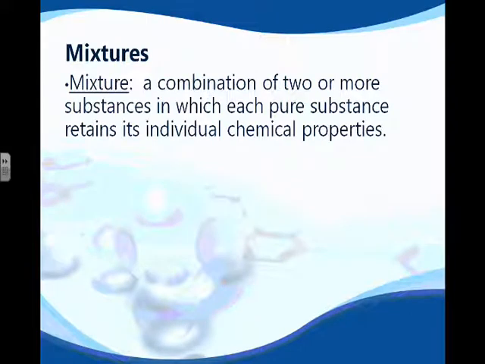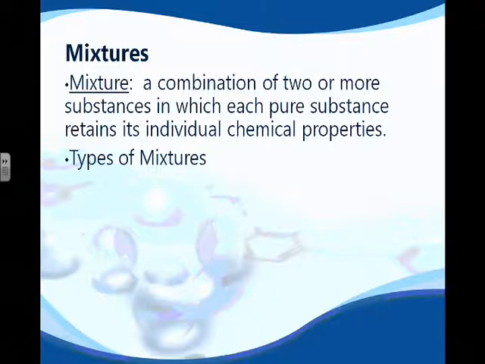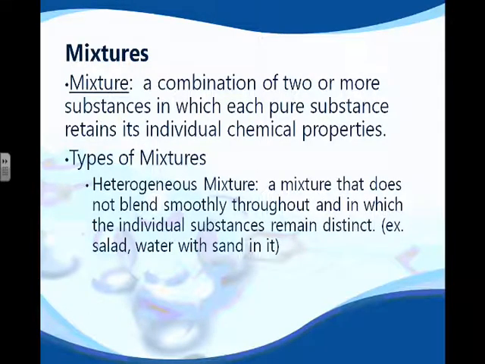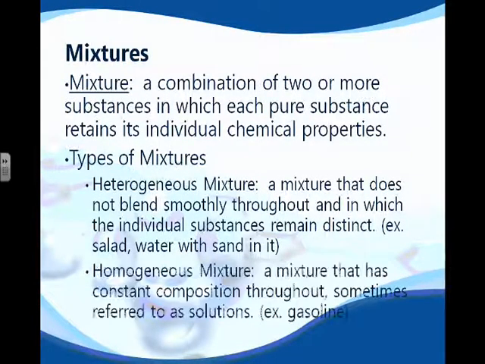A mixture is a combination of two or more substances in which each pure substance retains its own individual chemical properties, okay? And we have two types, which we've already discussed. One is heterogeneous, and that is a mixture that does not blend smoothly. You can see the different parts. The example we talked about in an earlier video was salad. Another example would be water with sand in it. That would be a heterogeneous mixture.